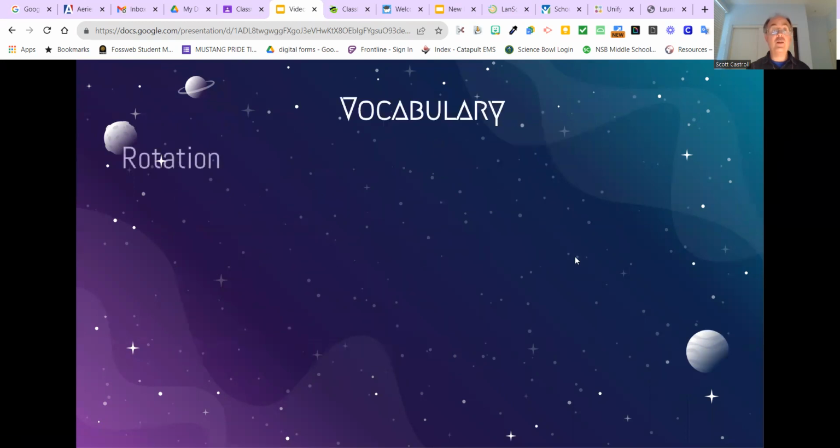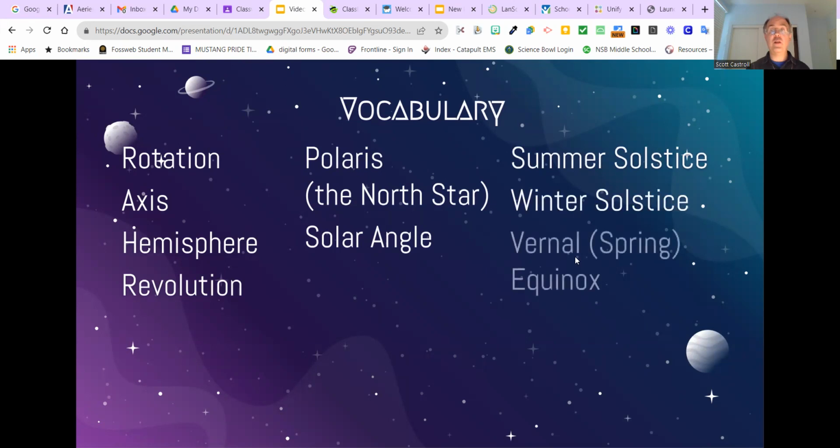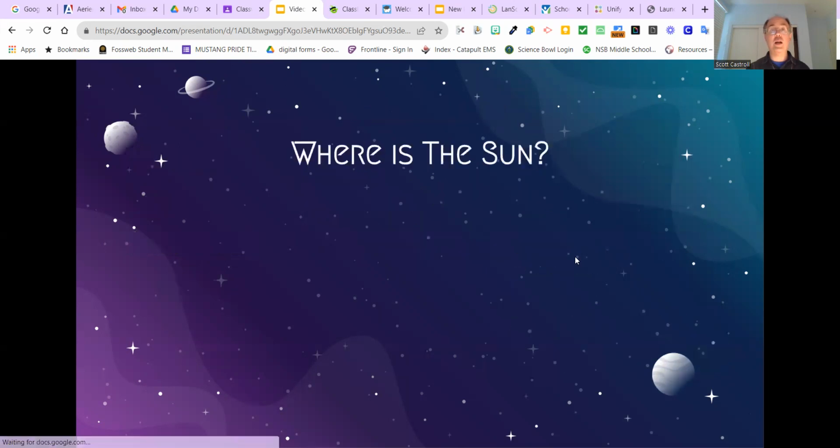Vocabulary we'll learn today include rotation, axis, hemisphere, revolution, Polaris, which we also call the North Star, solar angle, summer solstice, winter solstice, vernal or spring equinox, and autumnal or fall equinox.